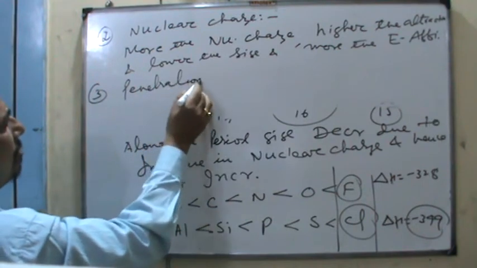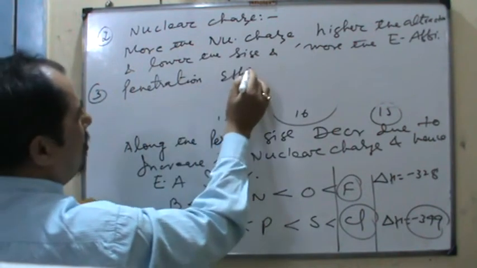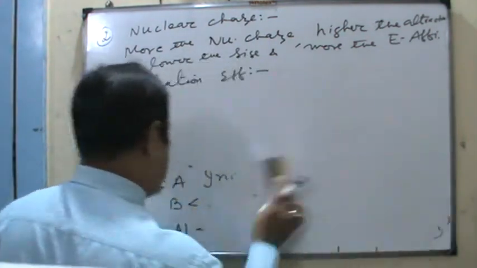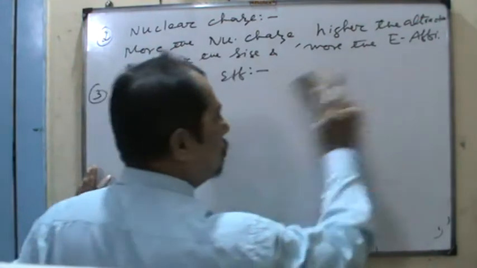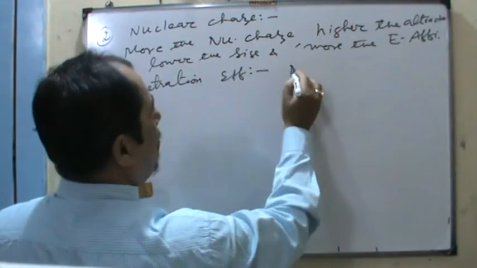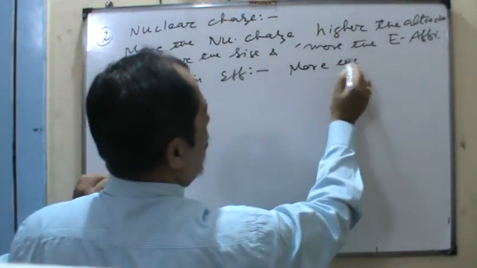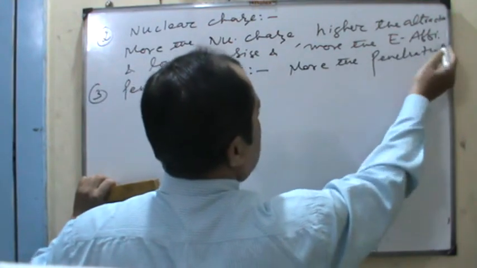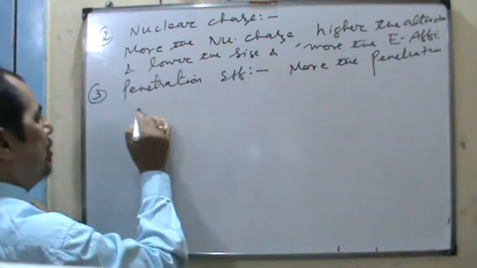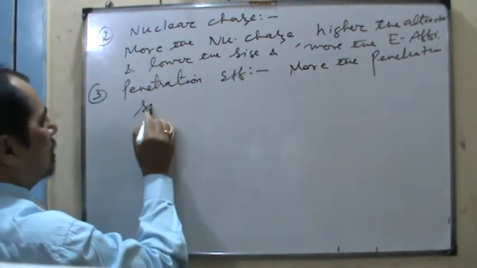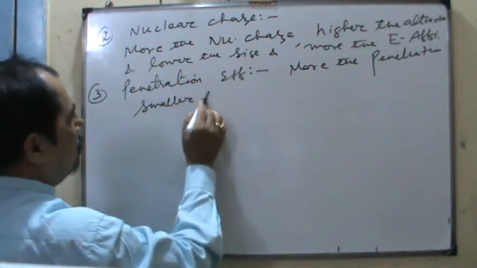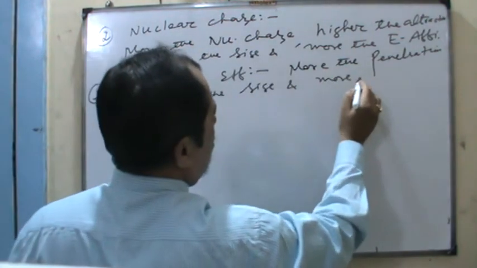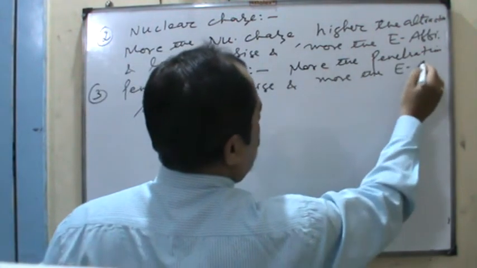Third is the penetration effect. So far as penetration effect is concerned, it is the attraction between the nucleus and the electrons, so the more the penetration, s has more penetration than p, then d and then f. The more the penetration, the smaller the size, and the more the electron affinity.